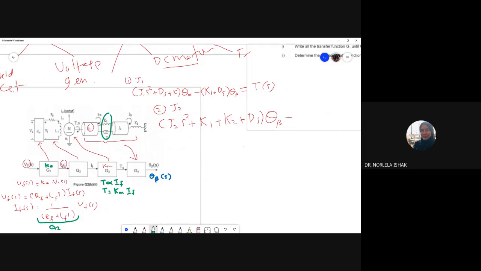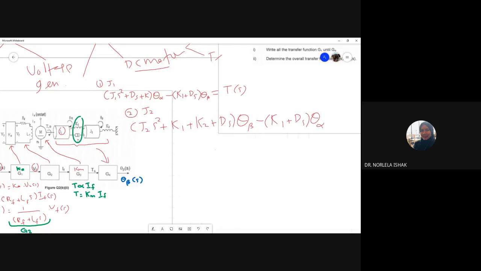So minus dengan, alamak, hijau lah pula. Ya, sekejap. Alamak, sorry.